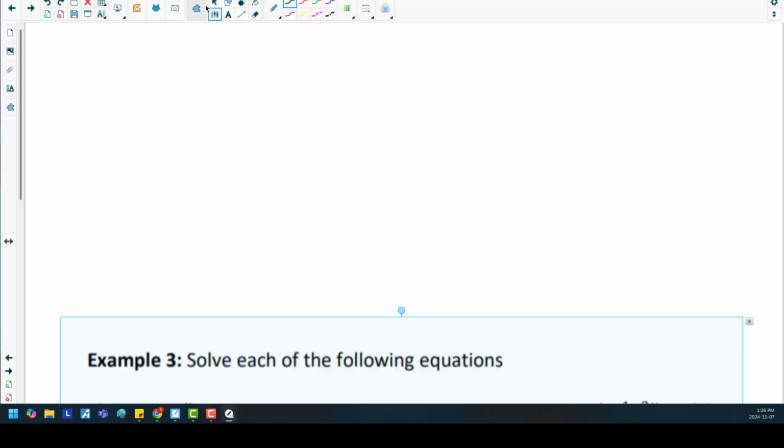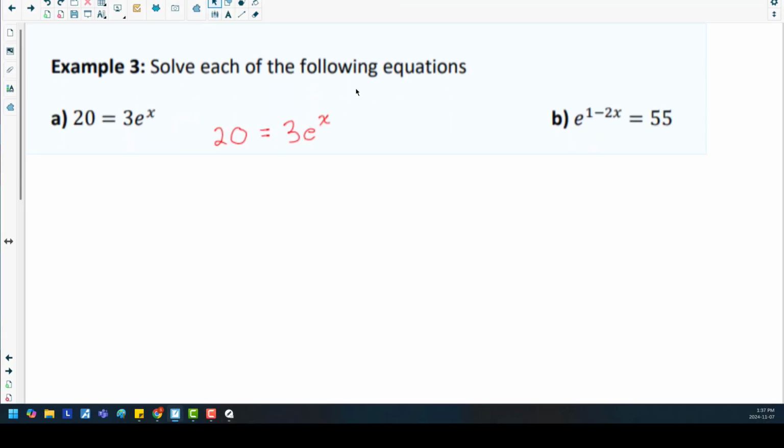Let's do this one here. Solve each of the following equations. Say I have an equation where 20 is equal to 3 times e to the power of x. How do I solve for x? Well, the first thing I'm going to do is divide both sides by 3. So that's 20 over 3 is equal to e to the power of x.